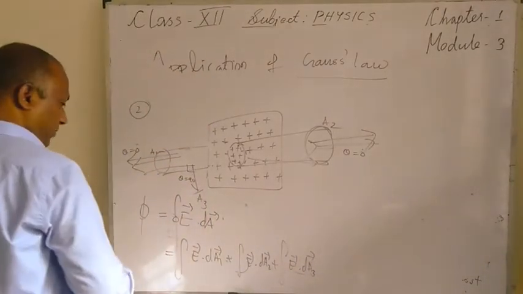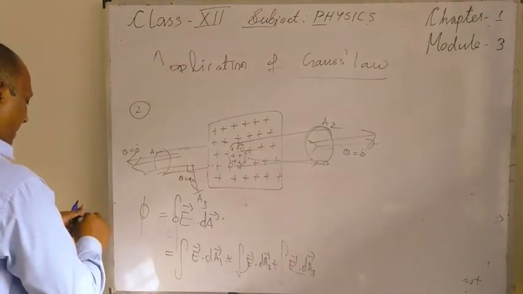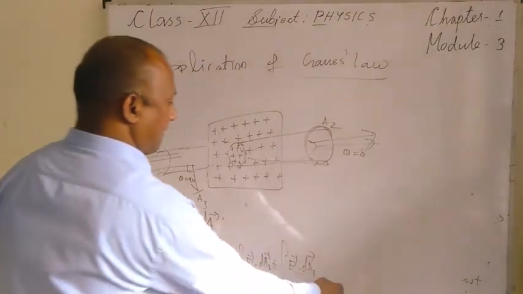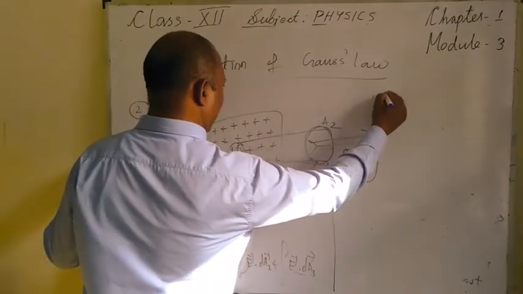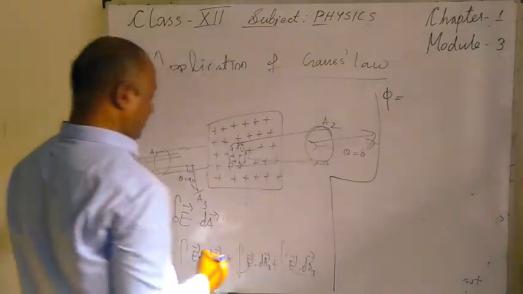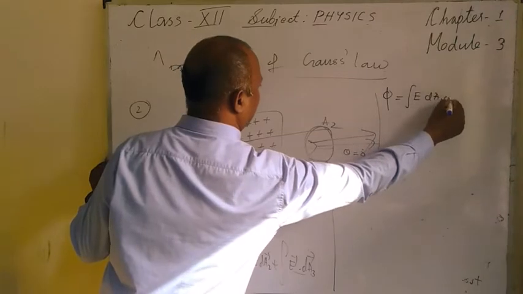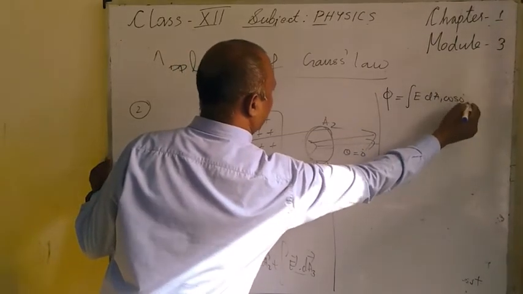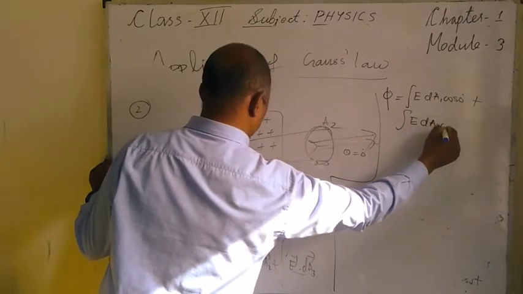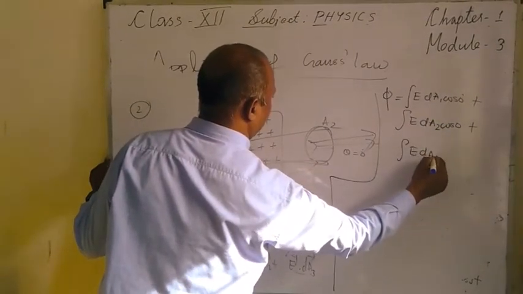and the total. What is the totality here? Flux is equal to integral E dot dA1, so integral E dA1 cos 0, plus integral E dA2 cos 0, plus integral E dA3 cos 90.